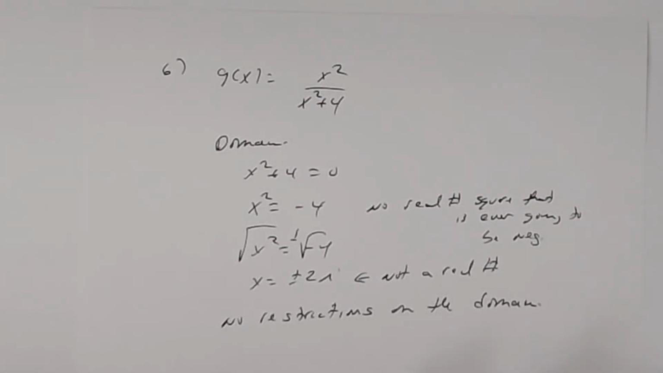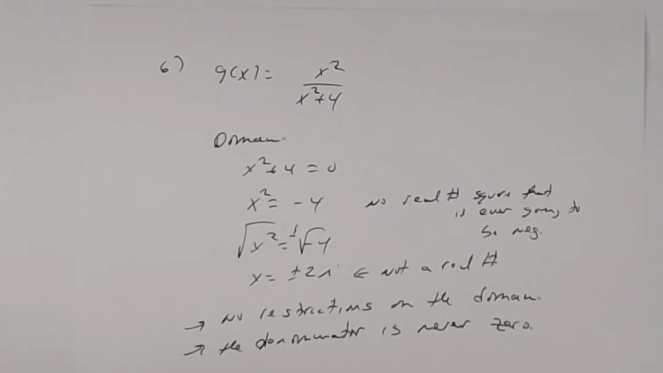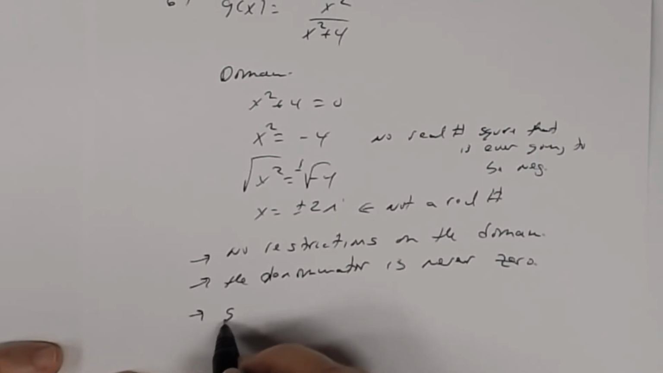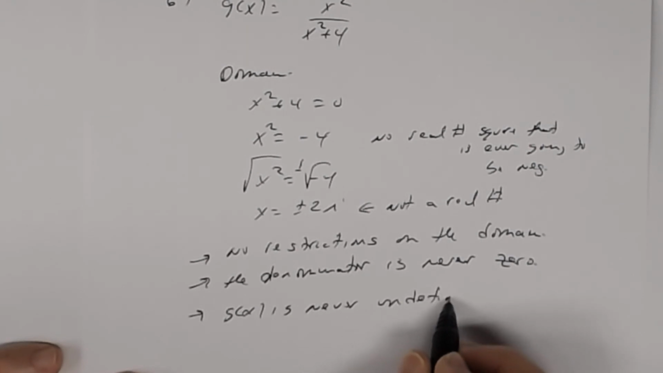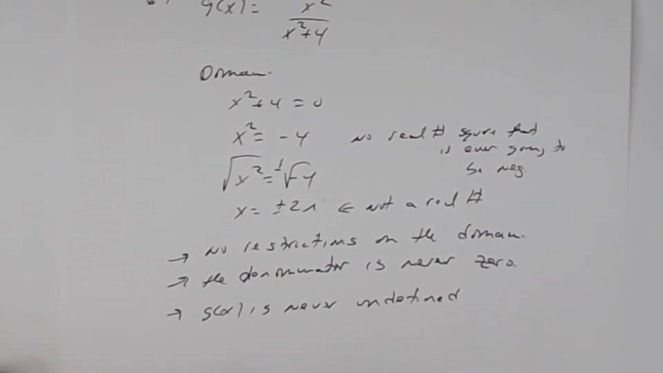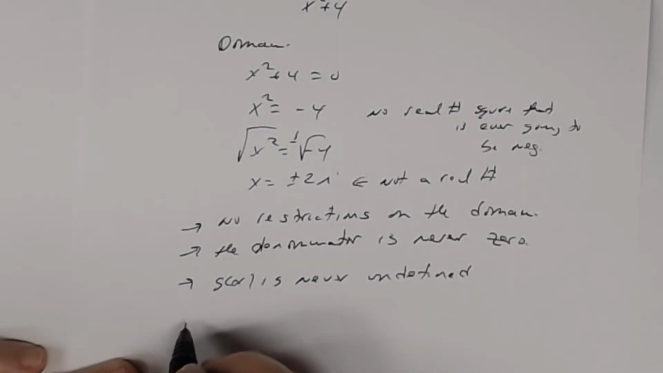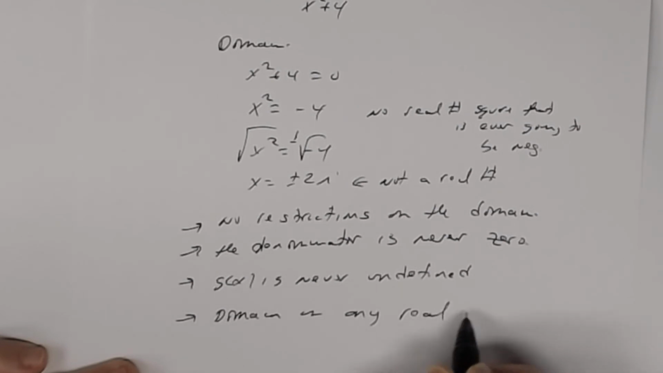There are no restrictions on the domain, which means that my denominator is never 0. So that means g of x is never undefined. If the denominator is never 0, then this function is never undefined. And so this is what it means in terms of the domain: the domain is any real number.